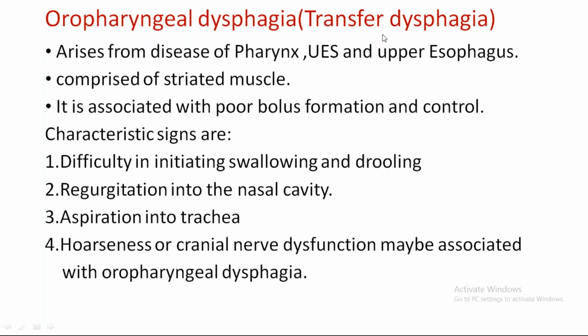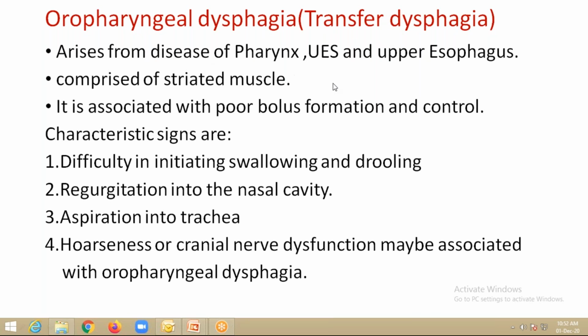Oropharyngeal dysphagia arises from disease of the pharynx, upper esophageal sphincter, and upper esophagus, which is composed of striated muscle. It is associated with poor bolus formation and control. When we suspect oropharyngeal dysphagia, these are the characteristic features: difficulty in initiating swallowing, drooling, regurgitation into the nasal cavity, and possible aspiration. Hoarseness of voice or cranial nerve dysfunction may also be associated.